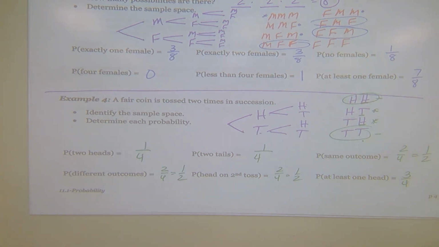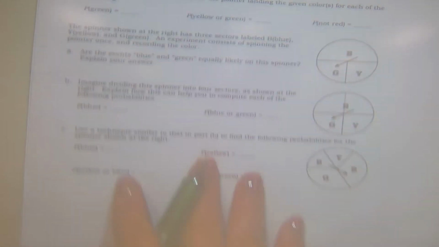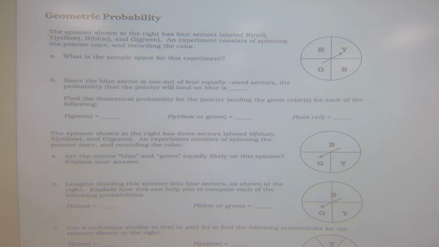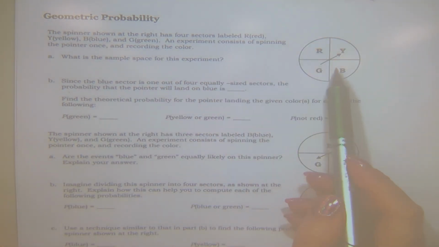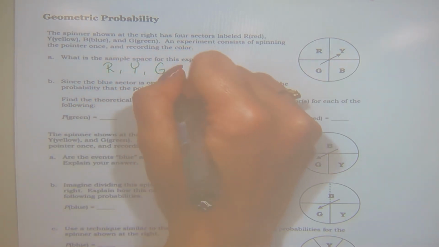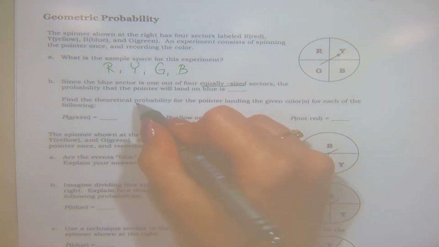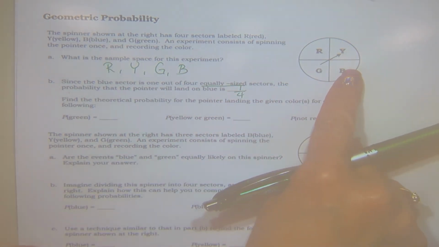All right, the last page of these notes is going to be geometric probability. I apologize, it's just a little fuzzy. Geometric probability. So I'm looking at the relative size of the sample space, where I'm looking at area covered. This spinner, if I could spin it, has 4 sections, red, yellow, green, and blue. And they're all the same size. So my sample space is red, yellow, green, blue. The blue sector is 1 out of 4 equally sized sectors. So the probability the pointer would land in blue is 1/4, because it's 1/4 of the area of the spinner.